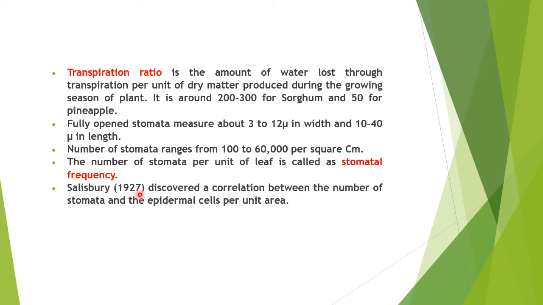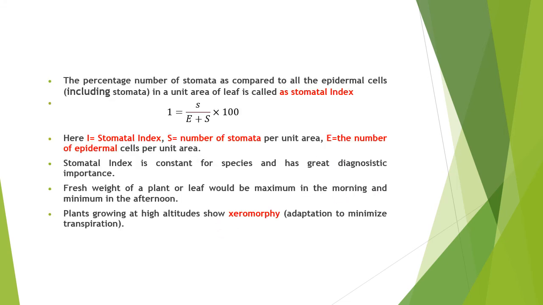Salisbury 1927 discovered a correlation between the number of stomata and the epidermal cells per unit area. The percentage number of stomata as compared to all the epidermal cells, including stomata in a unit area of leaf, is called stomatal index. It's calculated by I = S/(E+S) × 100. I is stomatal index, S is number of stomata per unit area, E is the number of epidermal cells per unit area. Stomatal index is constant for species and has great diagnostic importance.